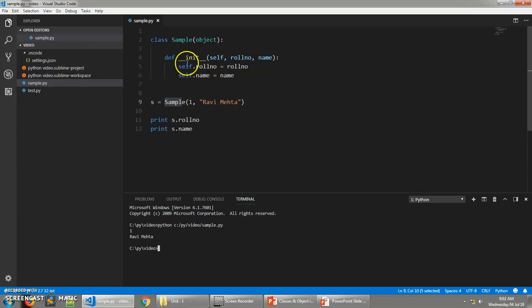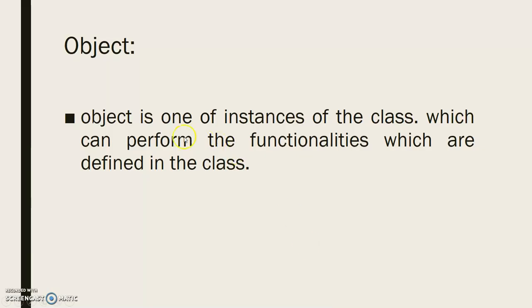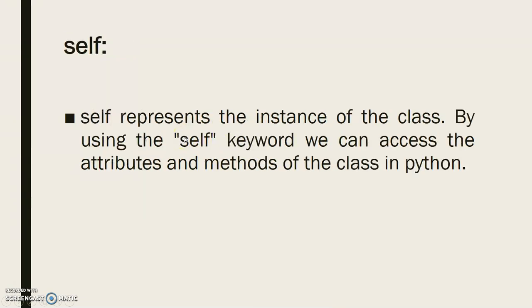Now let's understand what the init method is and what self is. Self represents the instance of the class. By using the self keyword, we can access the attributes and methods of the class in Python. Self is just a convention that many programmers use in Python, so that it's clear that self represents the context, the object which is going to call the method of the class or access the attribute of the class.